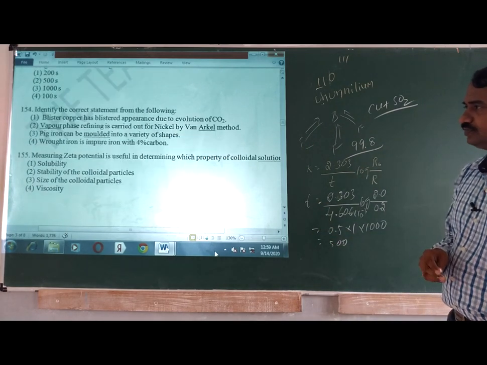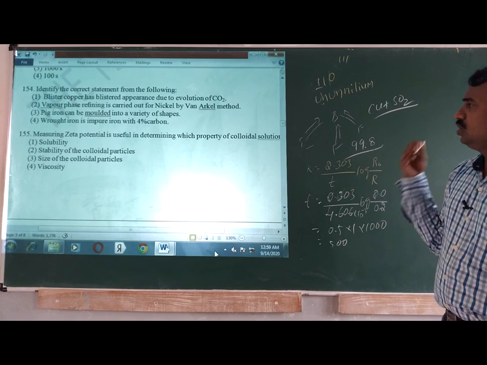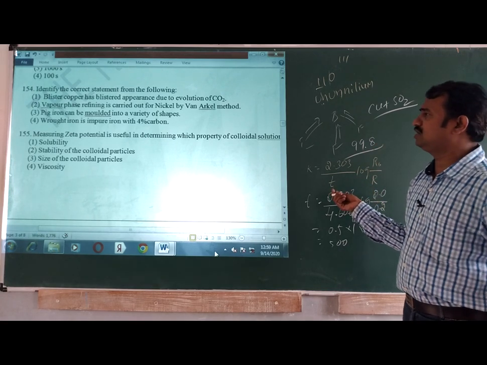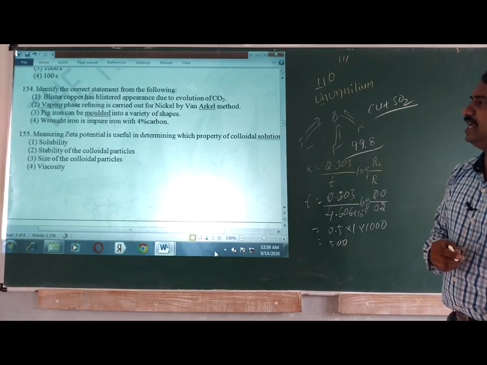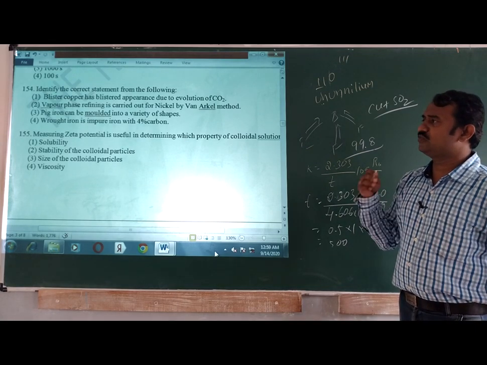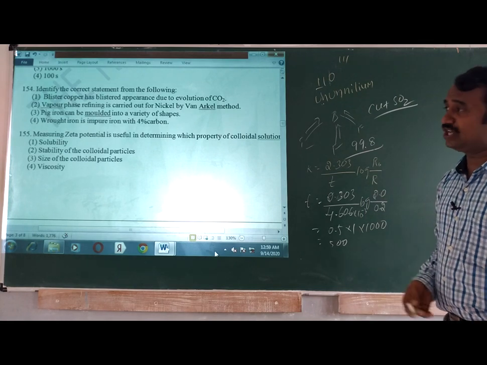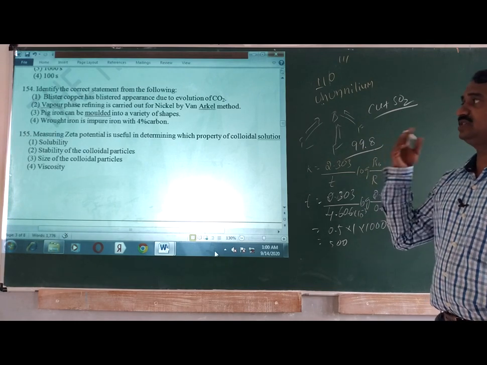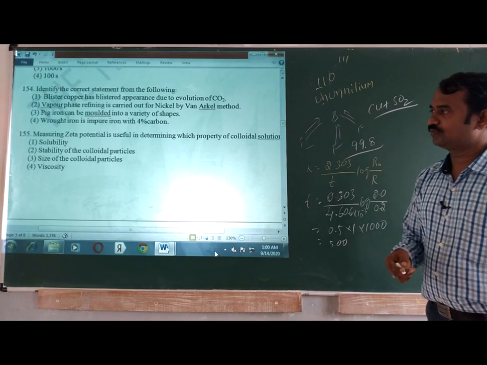Next one, measuring zeta potential is useful in determining which properties of colloidal solution. First one, solubility. Second one, stability of the colloidal particles, size of the colloidal particles, viscosity. That is ionic molecules is there means if the colloid nature increases, that is the stability of colloidal particles. Zeta potential is useful for one of the important factor. Option 2.